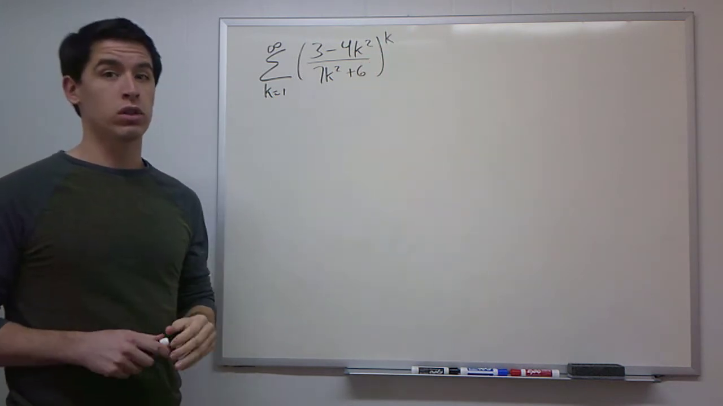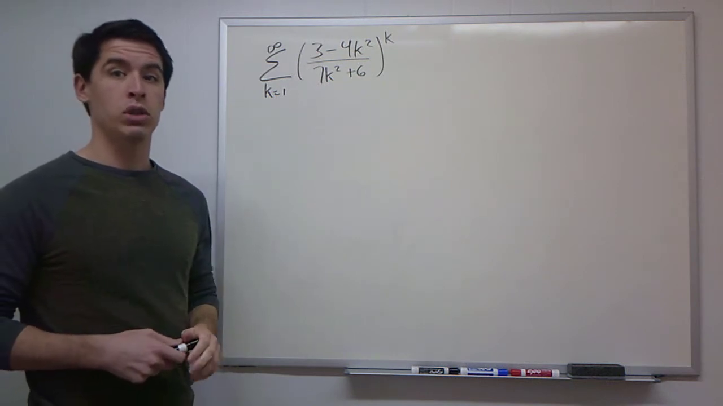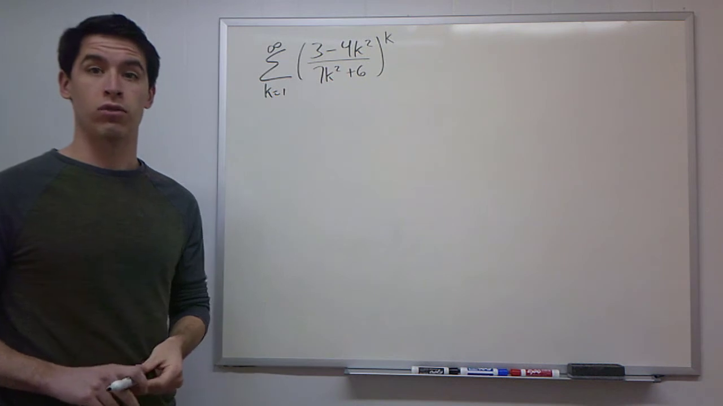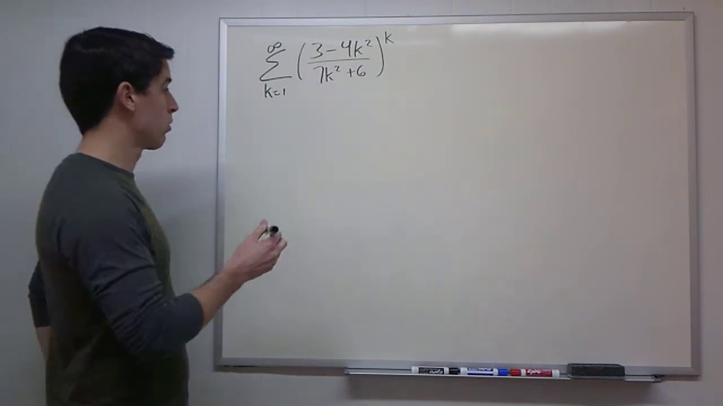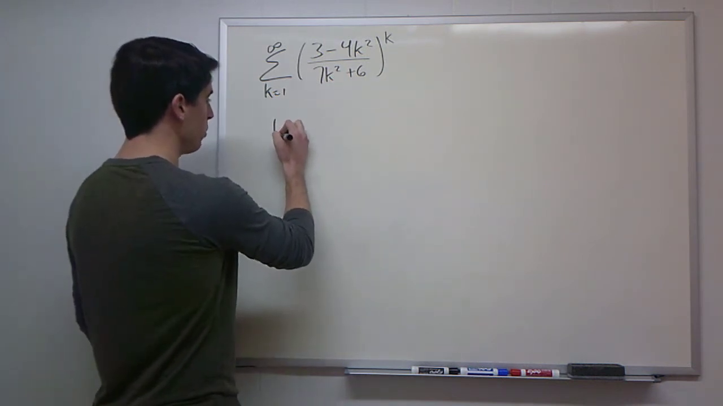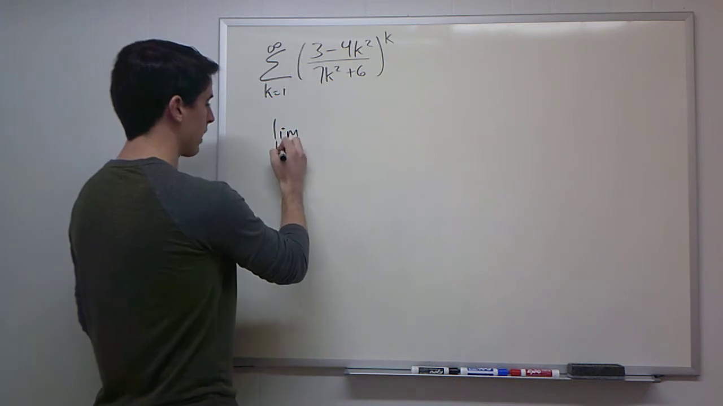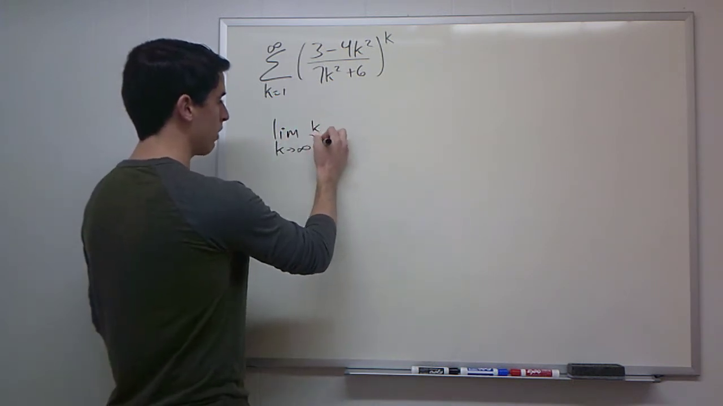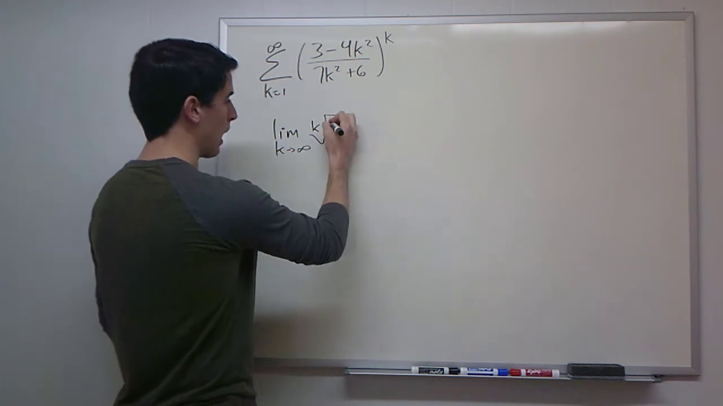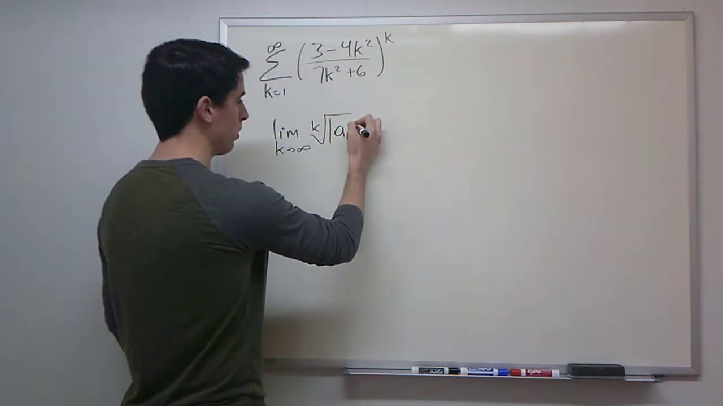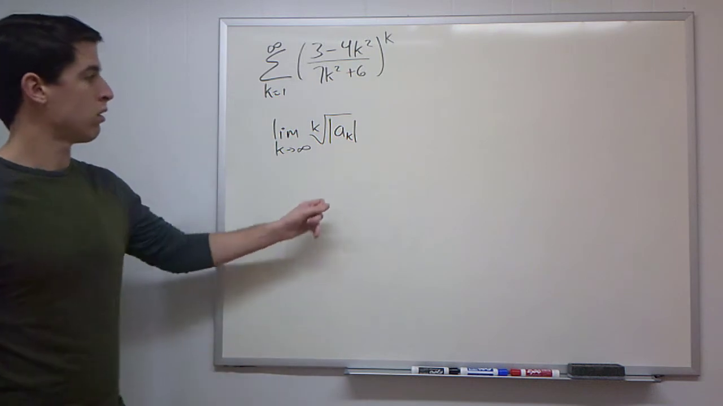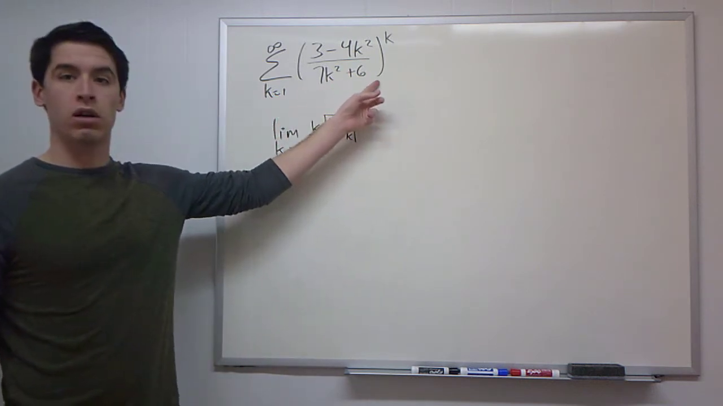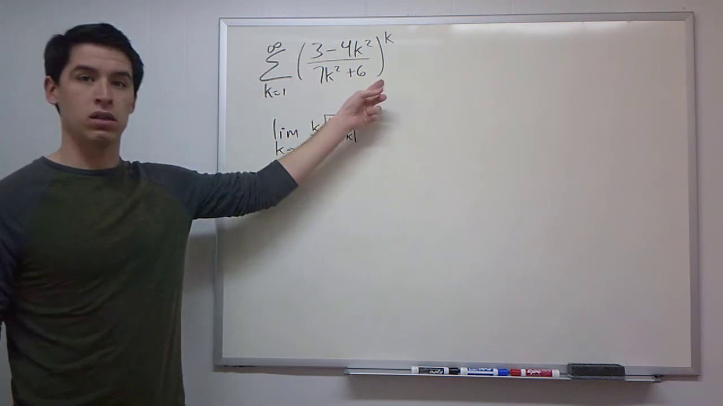That is a really good indication that we should use the root test to determine whether this series converges or not. So recall that for the root test, we look at the limit as k goes to infinity of the kth root of the absolute value of a sub k, where a sub k is just the kth term in our series. It's just this expression right here.